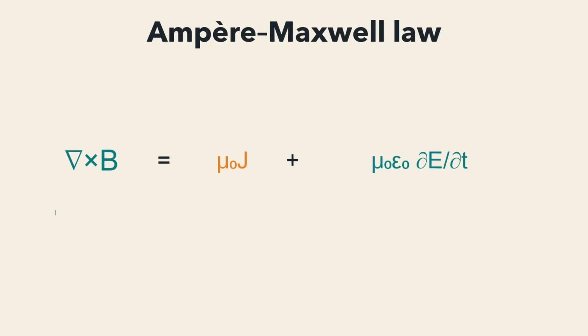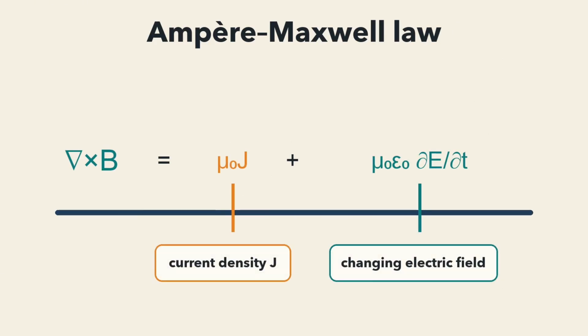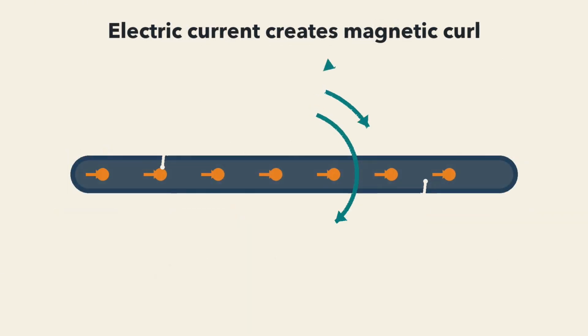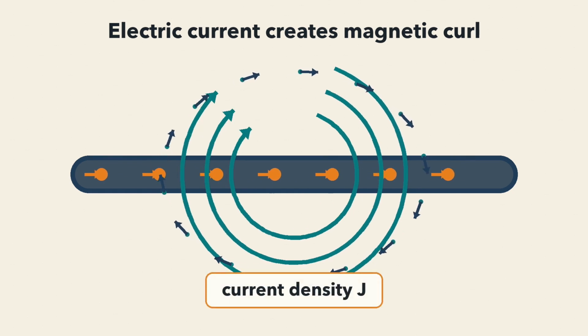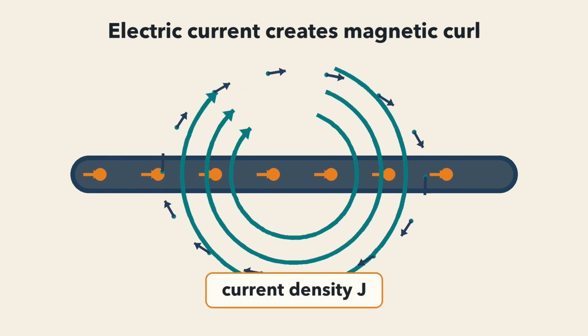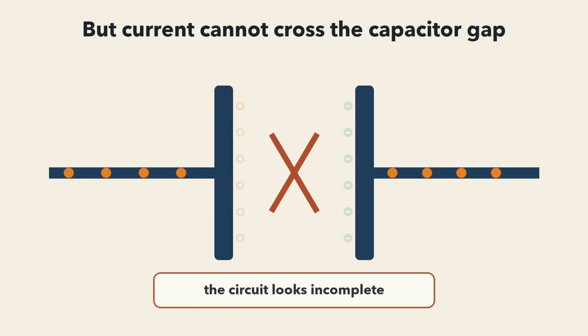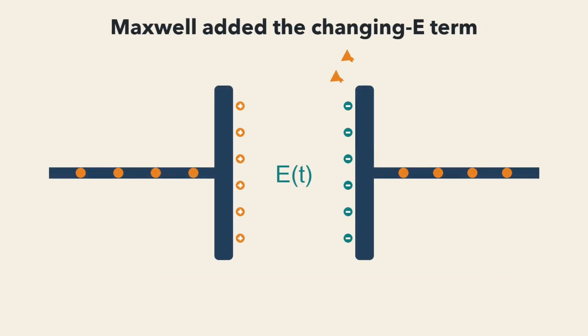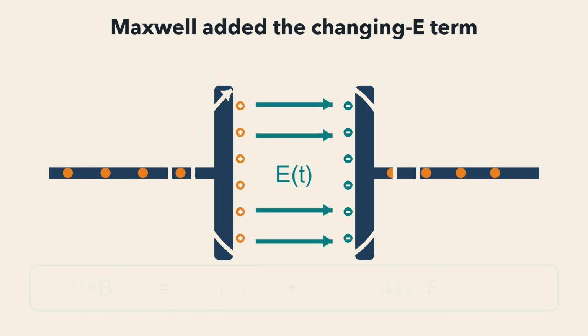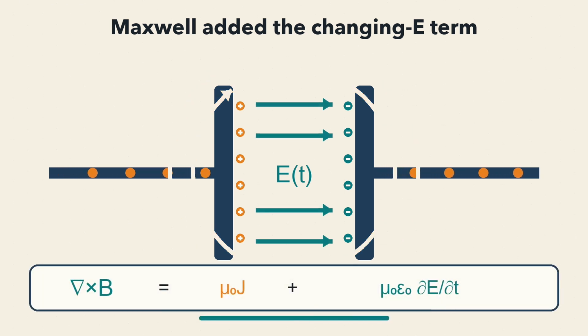The fourth equation connects the curl of the magnetic field to electric current and changing electric fields. In mathematical form, it includes the current density term and the time derivative of E. Maxwell's correction was the extra changing electric field term, which made the equations mathematically consistent.